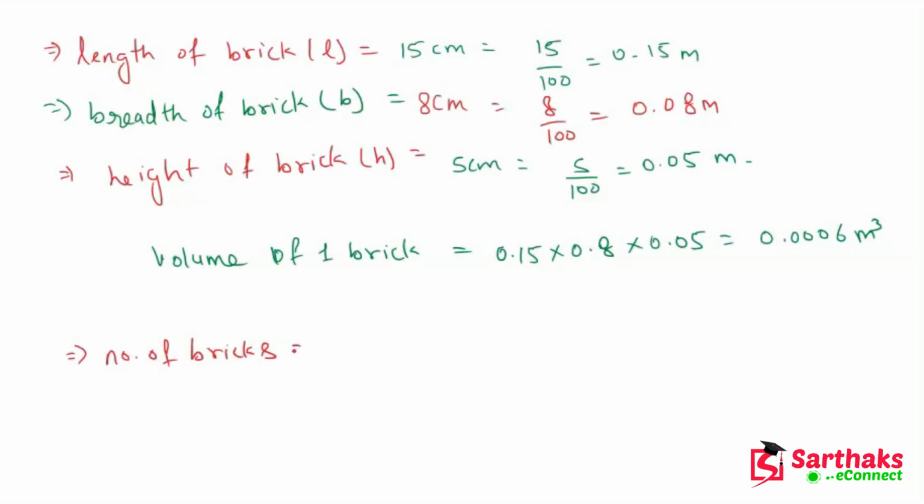Now number of bricks is equals to volume of wall, 1.2, divided by 0.0006. Now if we remove this point, here we get 4 zeros in the numerator. If we remove this point, here we get 1 zero in the denominator. This 1 zero and this 1 zero will be cancelled. Okay, and 12 divided by 6, how many times? 2 times. So we get 2000. It means the answer is 2000 bricks will be used for making the wall. So this is the answer of this question.